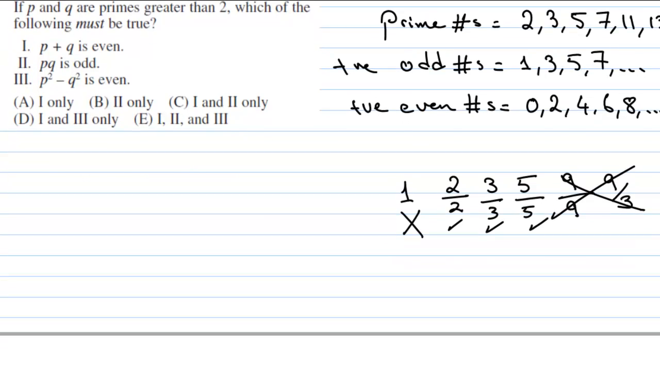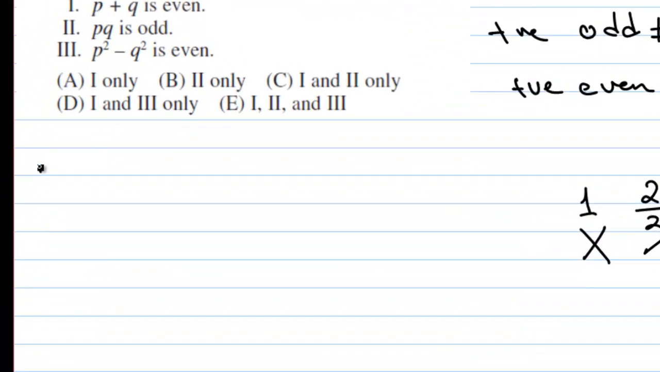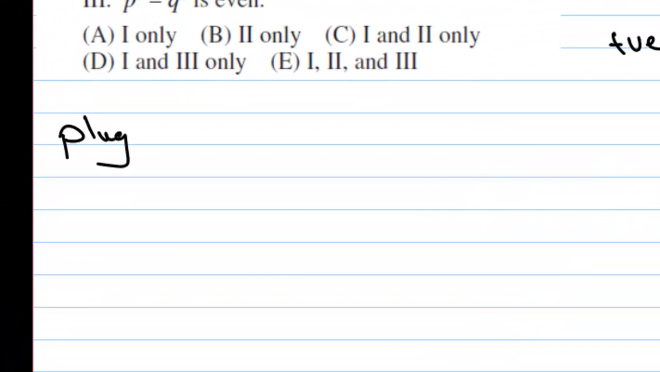Alright, now we go to the problem. They say if P and Q are primes greater than 2, which of the following must be true? They didn't say what the values of P and Q are. So here again we use what? I think you made a right guess. It would be the plug-in technique. Again, you can see that in many questions we're going to use the plug-in technique.